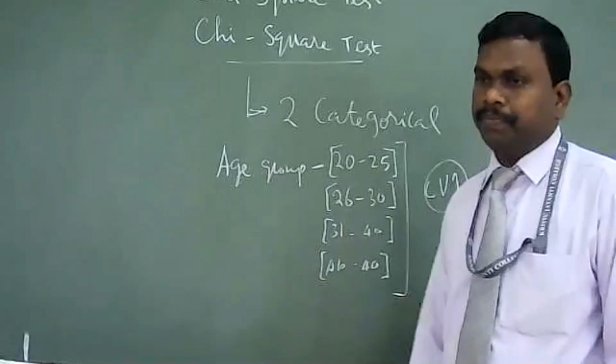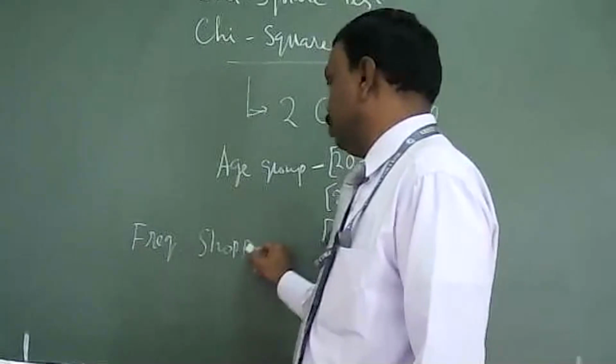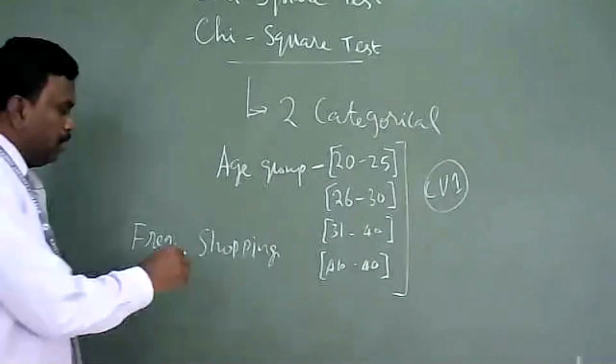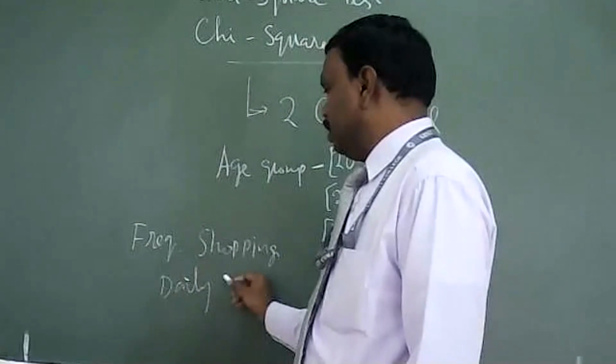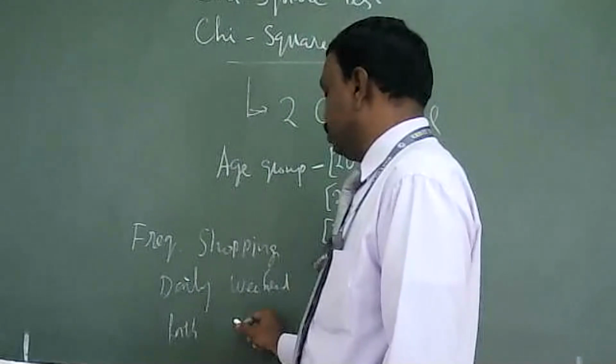The other categorical variable, let me consider, is frequency of shopping. So when you look at frequency of shopping, I have a few options. Daily is one option. I'd say during the weekends. Or I'd say it is fortnightly, or something like that.